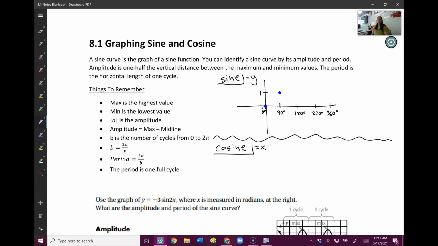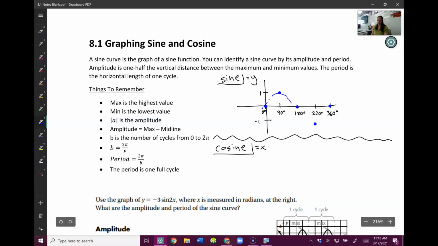Now we do the same thing at 180. So you find 180 degrees on the unit circle and look at the y value. Well, at 180 degrees, the y value is 0. Do the same thing for 270. At 270 degrees, the y value is negative 1. So at 270, it goes down to negative 1. And then finally back to 360, which is the same thing as 0. The y value is 0.